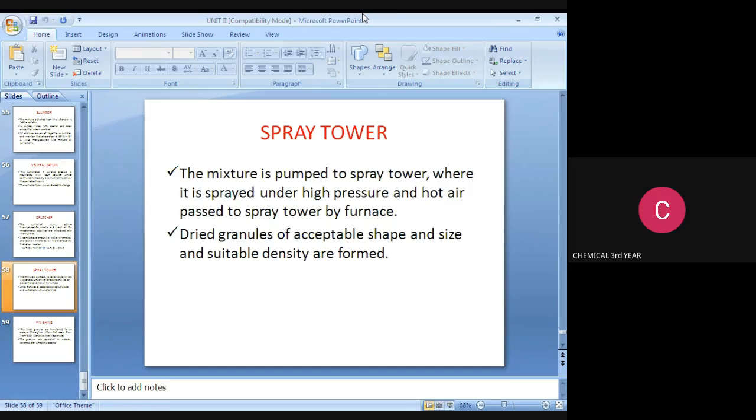Spray dryer. The mixture is pumped to the spray tower where it is sprayed under high pressure, and hot air is passed to the spray tower by a furnace. The dried granules of acceptable shape and size at suitable density are formed.